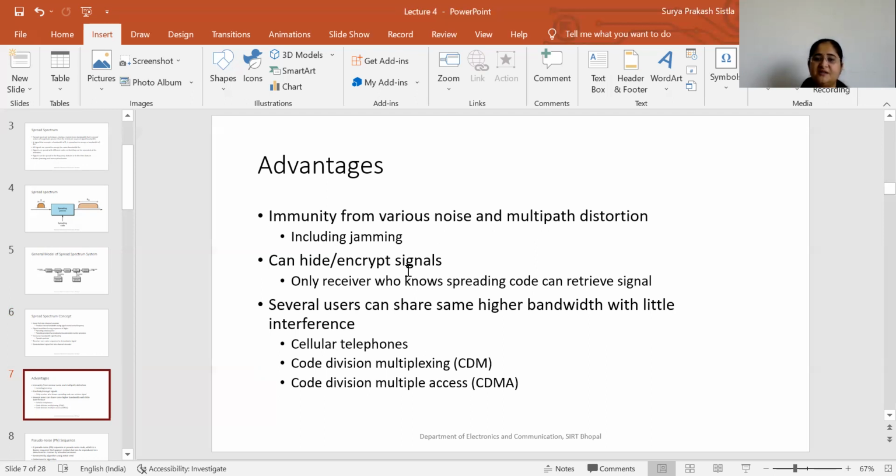Several users can share the same high bandwidth with little interference. That is another important benefit. If we are using a large number of users, there is very little chance of interference as we are providing orthogonal codes. And this technique is used in cellular phones, CDMA.